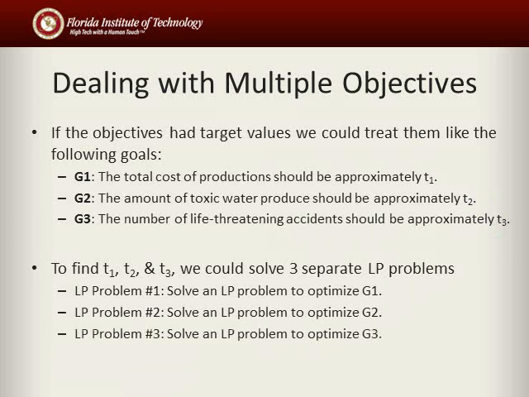The third problem will be to solve an LP problem that optimizes the third goal, which is the number of accidents. Again, the objective for that single LP would be to optimize this objective, and we set the objective function value equal to T sub 3. So that's the main idea behind multiple objective linear programming. Let's see how we implement this in Excel, and hopefully you can see it more clearly.